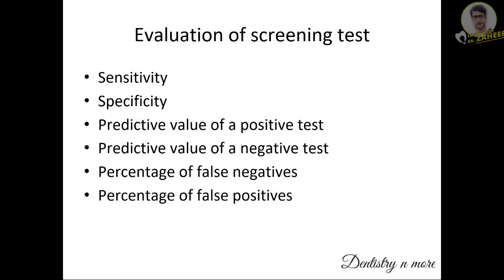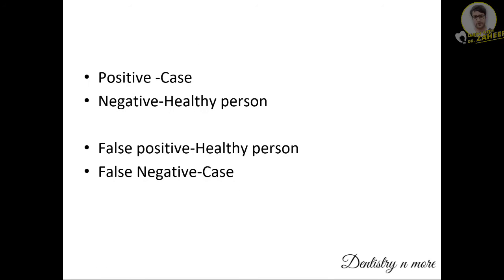Now we have some mathematical measures for the evaluation of screening tests. One is sensitivity, specificity, then positive predictive value, negative predictive value, percentage of false positive and percentage of false negative. Before moving on, you need to keep in mind that positive means case, negative means healthy people. False positive means false case, that is a healthy person. False negative means false healthy, that is actually a case.